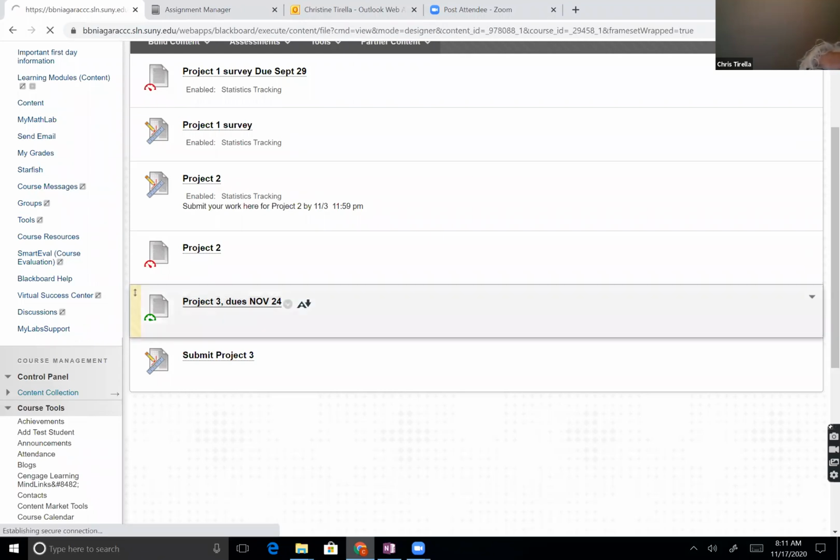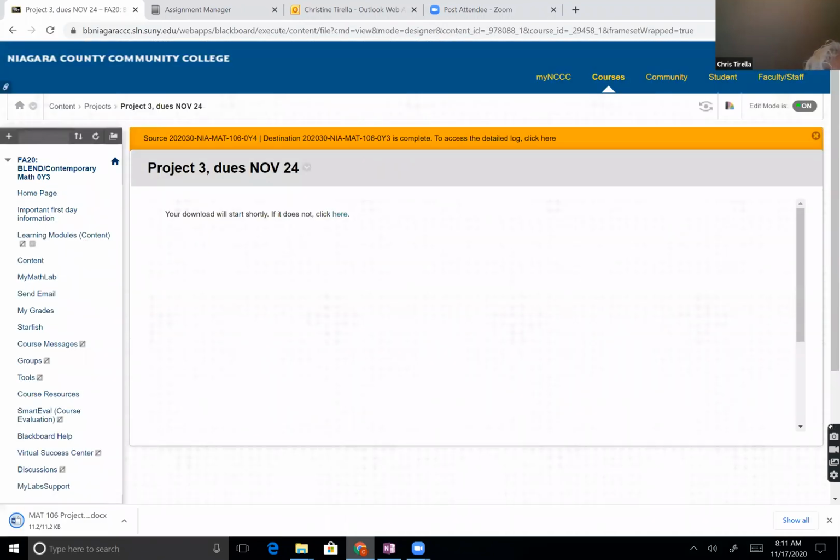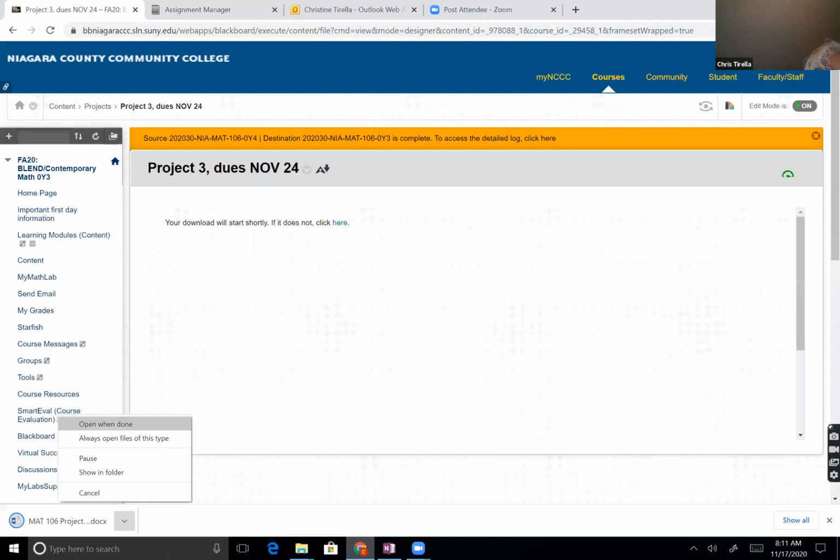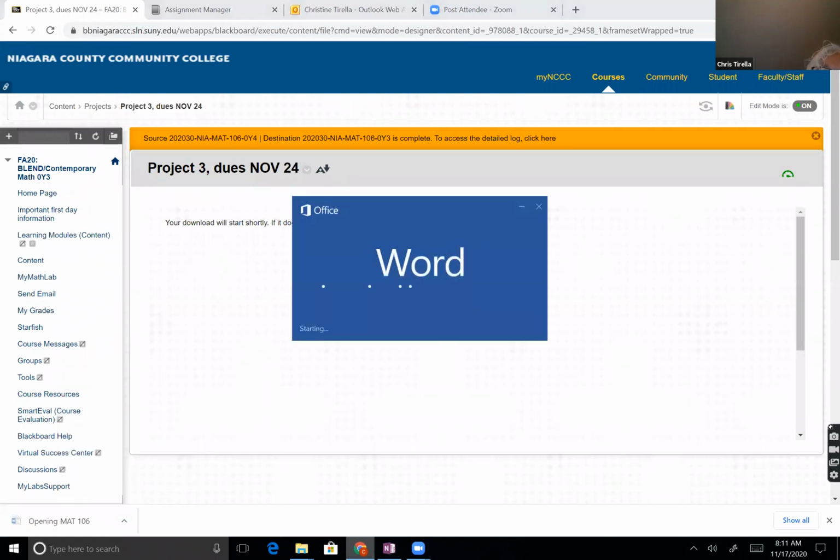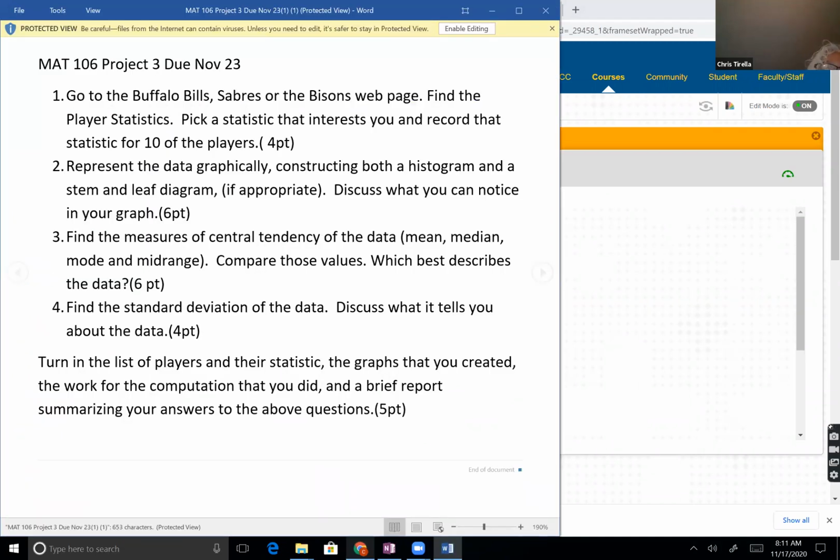If I click on the project, it'll open as a Word document. For this project, I want you to go to either the Bills, the Sabres, or the Bisons web page and find player statistics. You can pick any statistic that you find interesting and record that for any 10 players. You can pick the 10 players any way you want. I don't care what statistic you use.